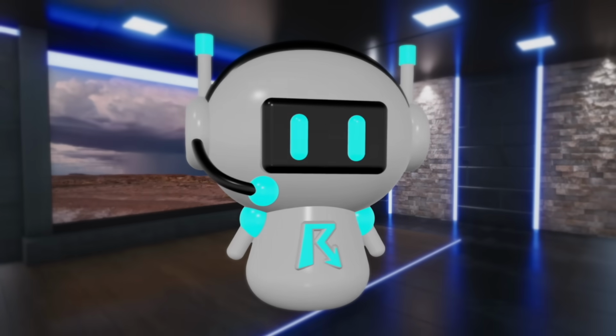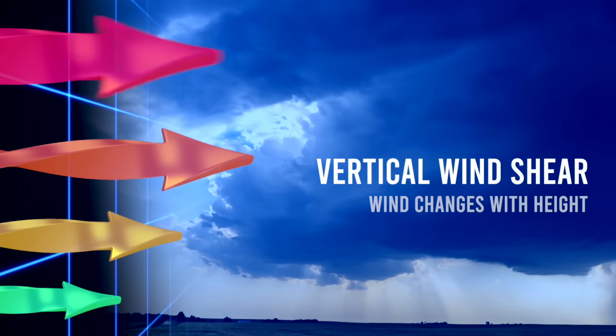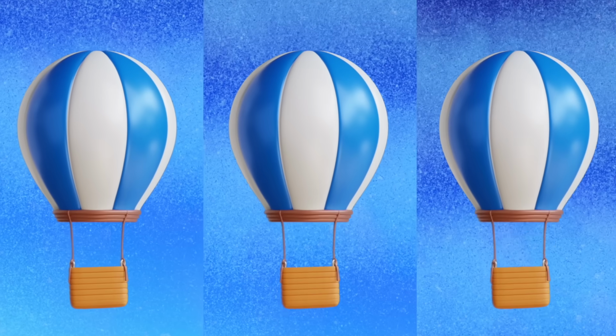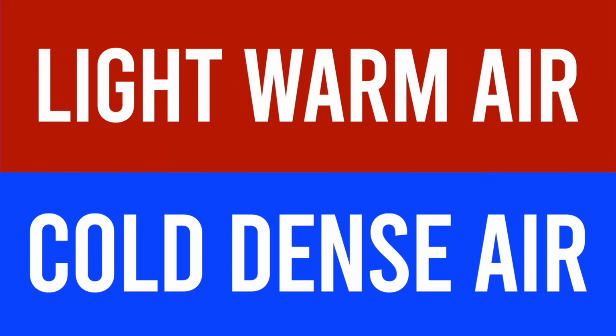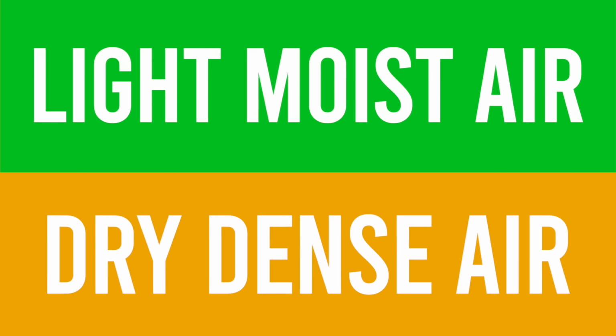We're looking for a few key ingredients: vertical wind shear or wind changes with height, instability measured by CAPE or how strongly air rises, and a lifting mechanism like a dry line or cold front. Because when a cold front's dense air collides with warm air, or when a dry line's dry air slams into moist air, the lighter air gets forced upward like a ramp.